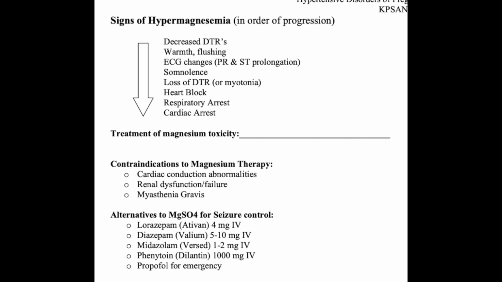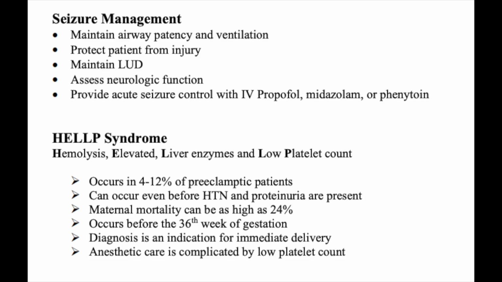So outside of mag sulfate, we have other options for if we are faced with a patient who starts seizing. And of course, those are things like Ativan, Valium, Versed, Dilantin, as well as propofol in an emergency situation. When we talk about seizure management, of course, you're going to maintain airway patency, ventilations, you're going to follow the ABCs.